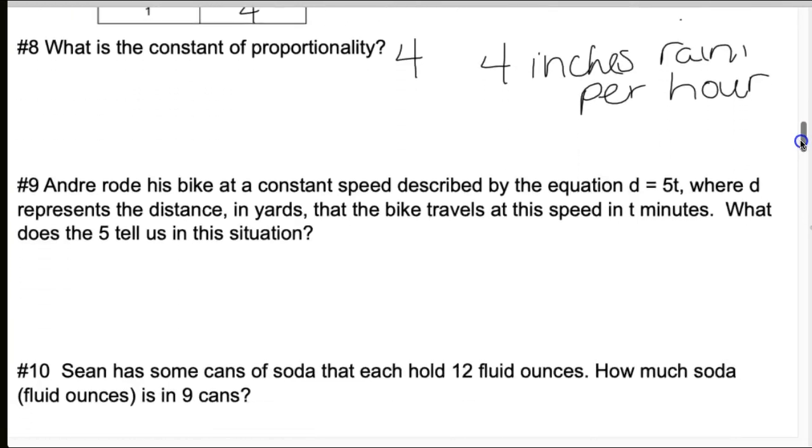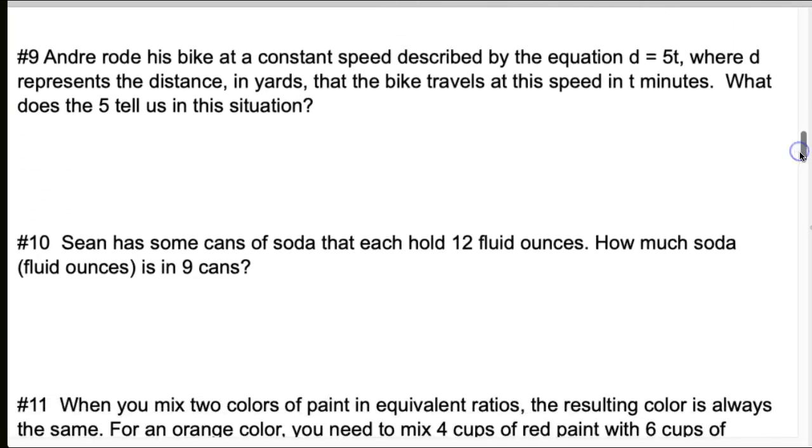Number 9. Andre rode his bike at a constant speed, described by the equation d equals 5t, where d represents the distance in yards that the bike travels at this speed in t minutes. What does the 5 tell us in this situation? So this is saying the distance in yards is equal to 5 times the amount of minutes. Let's see, we'll put minutes here.